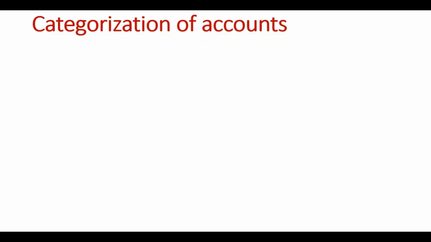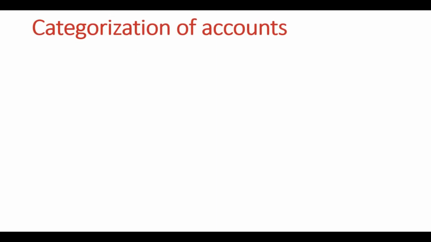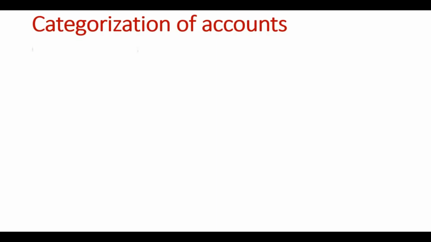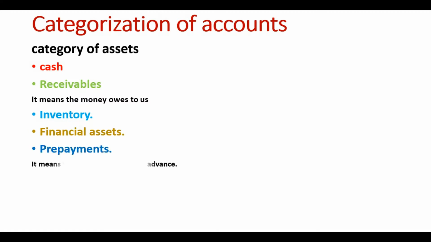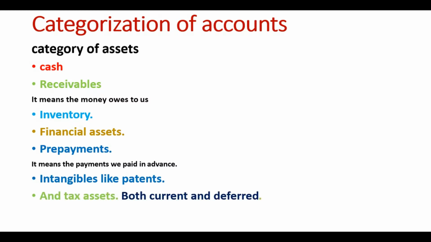Final thing in this LOS is categorization of accounts. Let's start with the category of assets and what we generally have in assets. We have cash, receivables. It means the money owes to us. Inventory, financial assets. Prepayments. It means the payments we paid in advance. Property, plant, and equipment. Intangibles, like patents. And tax assets, both current and deferred.